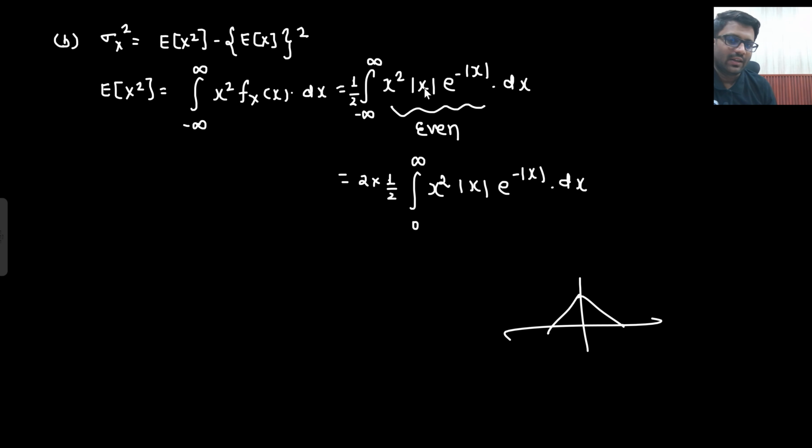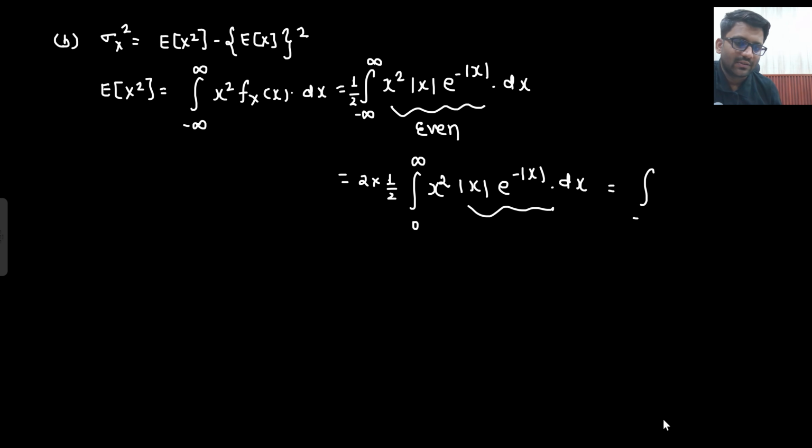So x square here, and then mod of x, the same function. Now you know that x is positive here. You are putting the limit from 0 to infinity, so basically x is positive. And if x is positive, that means mod of x will open with plus x. So what you are seeing here? 0 to infinity x cube e to the power minus x dx. So this is what you need to calculate now.